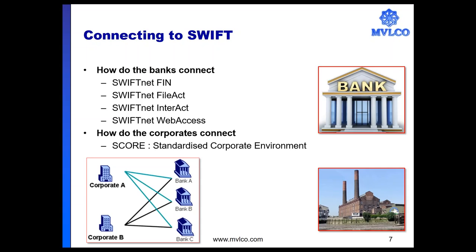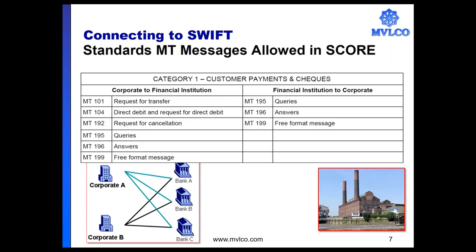Now when a corporate communicates, however, it cannot communicate with another corporate using the SCORE mechanism. It can communicate only with the bank. To summarize, if a corporate is using SCORE, the other side, the recipient, must always be a bank. A corporate is not allowed to send all different types of messages using the SCORE mechanism. Let's understand what kind of messages they can send when they are using the SCORE mechanism.